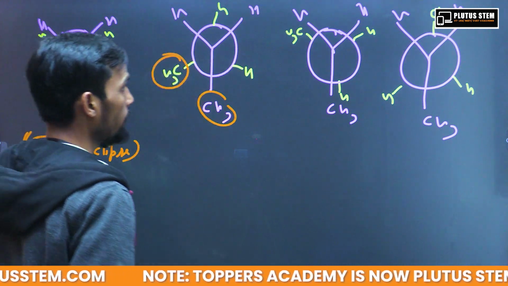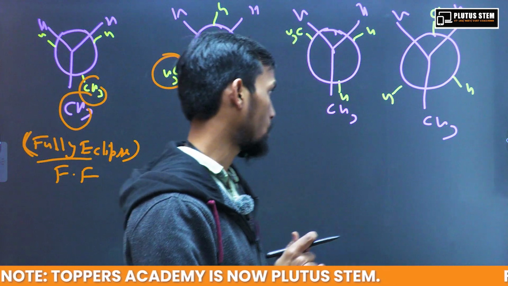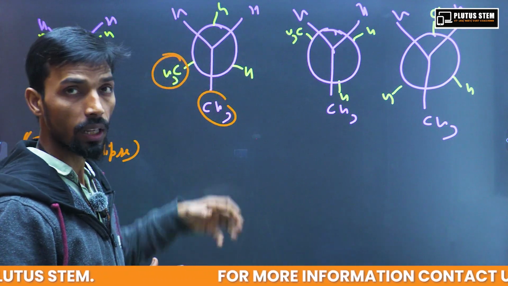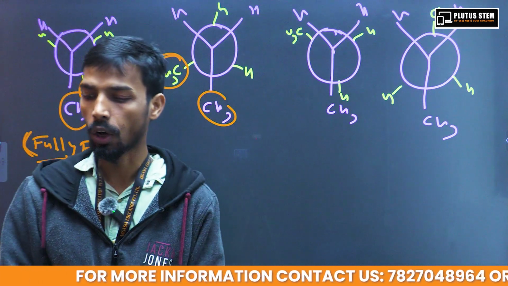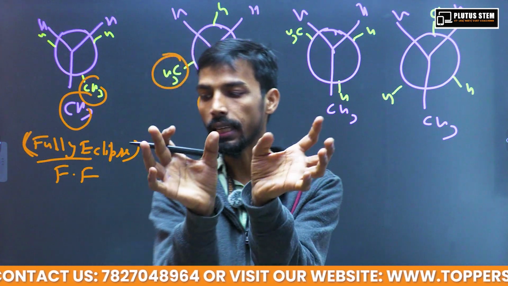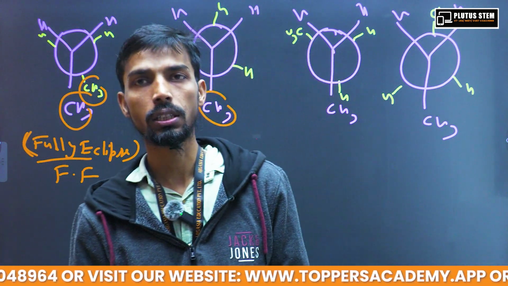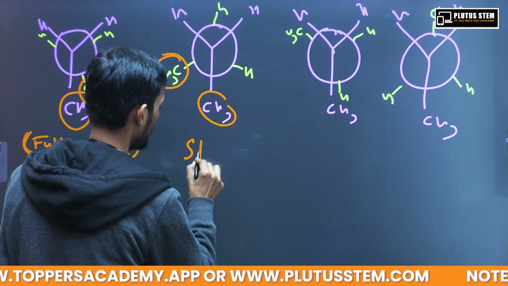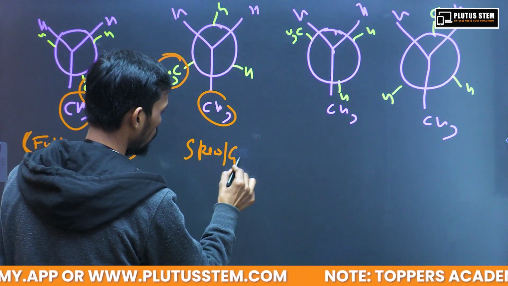But in this staggered form, we are having CH3 and H in neighboring positions. Such a conformation, when CH3 and CH3 are neighbors of each other, is known as the skew form or gauche form.